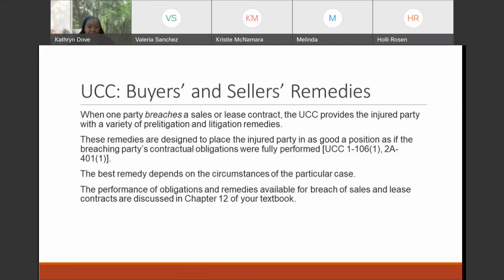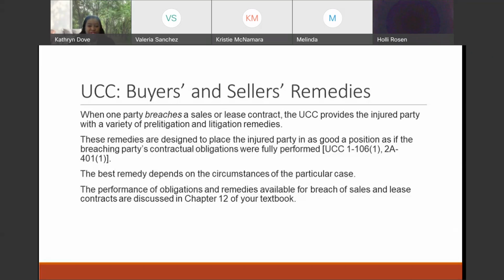So the best remedy is going to depend on the particular circumstances of the case. The performance of obligations and remedies that are available in the breach of sales contracts are discussed in Chapter 12 of the textbook. So be sure to at least flip through Chapter 12 and look at the UCC provisions.